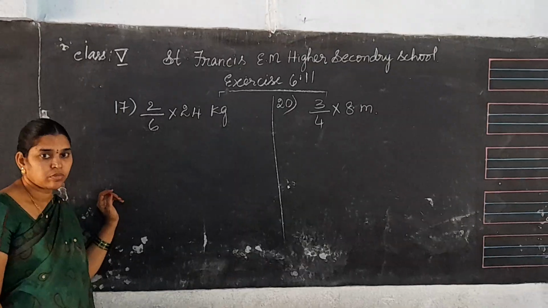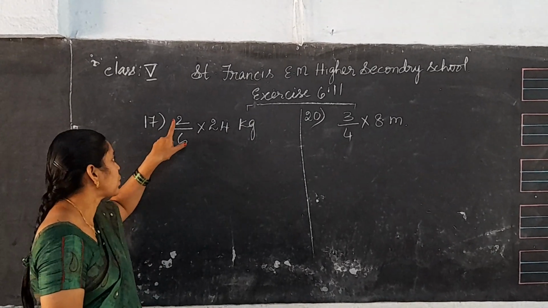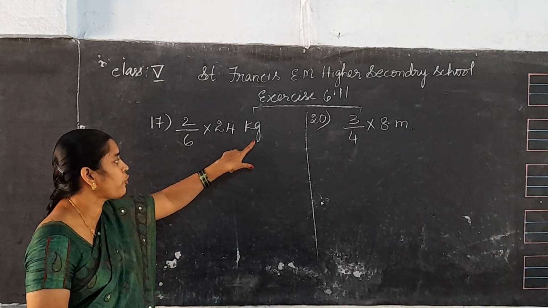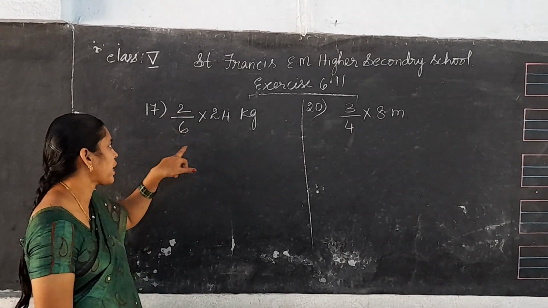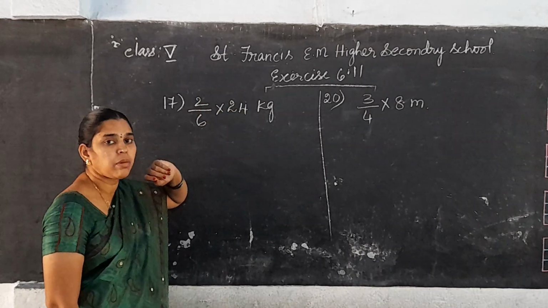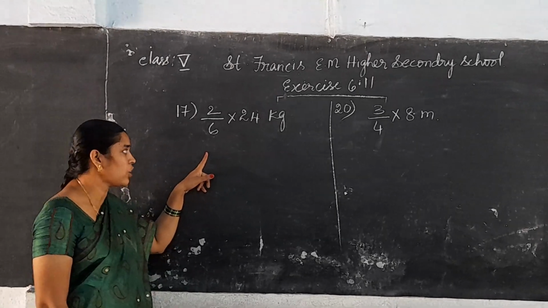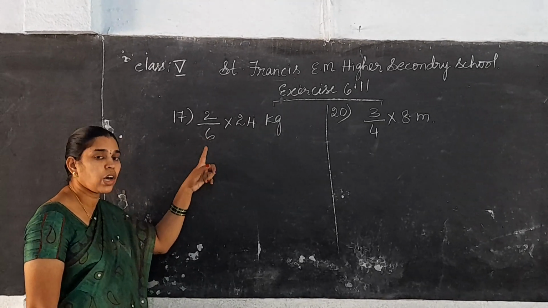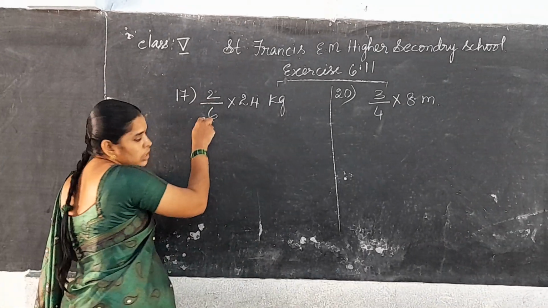Okay? Now 17th sum in this exercise, see 2 by 6 into 24 kgs. Same. This is a whole number and this is a fraction. You know that numerator into whole number you should multiply and write in the numerator. The product you should write in the numerator. And this denominator remains same. So first you should do these two.